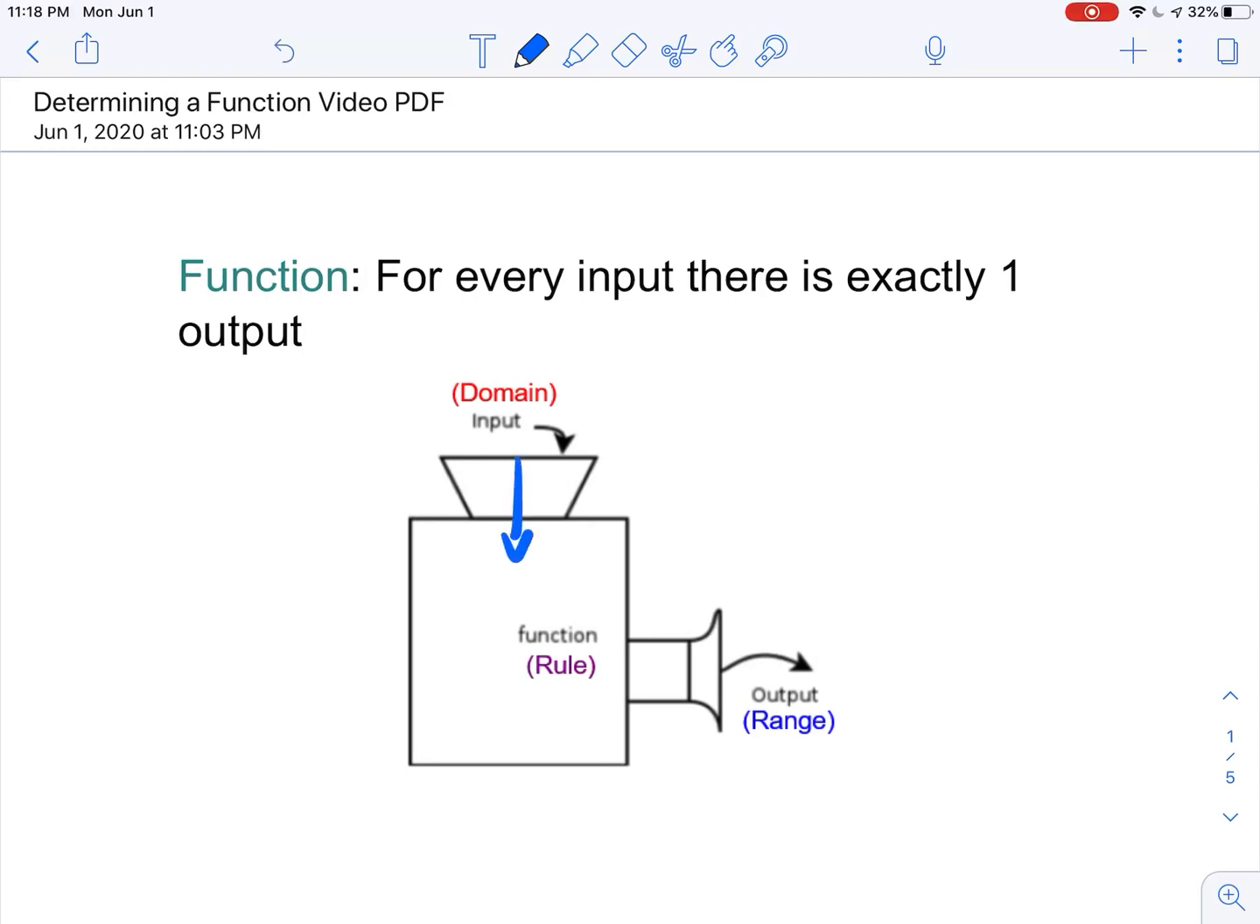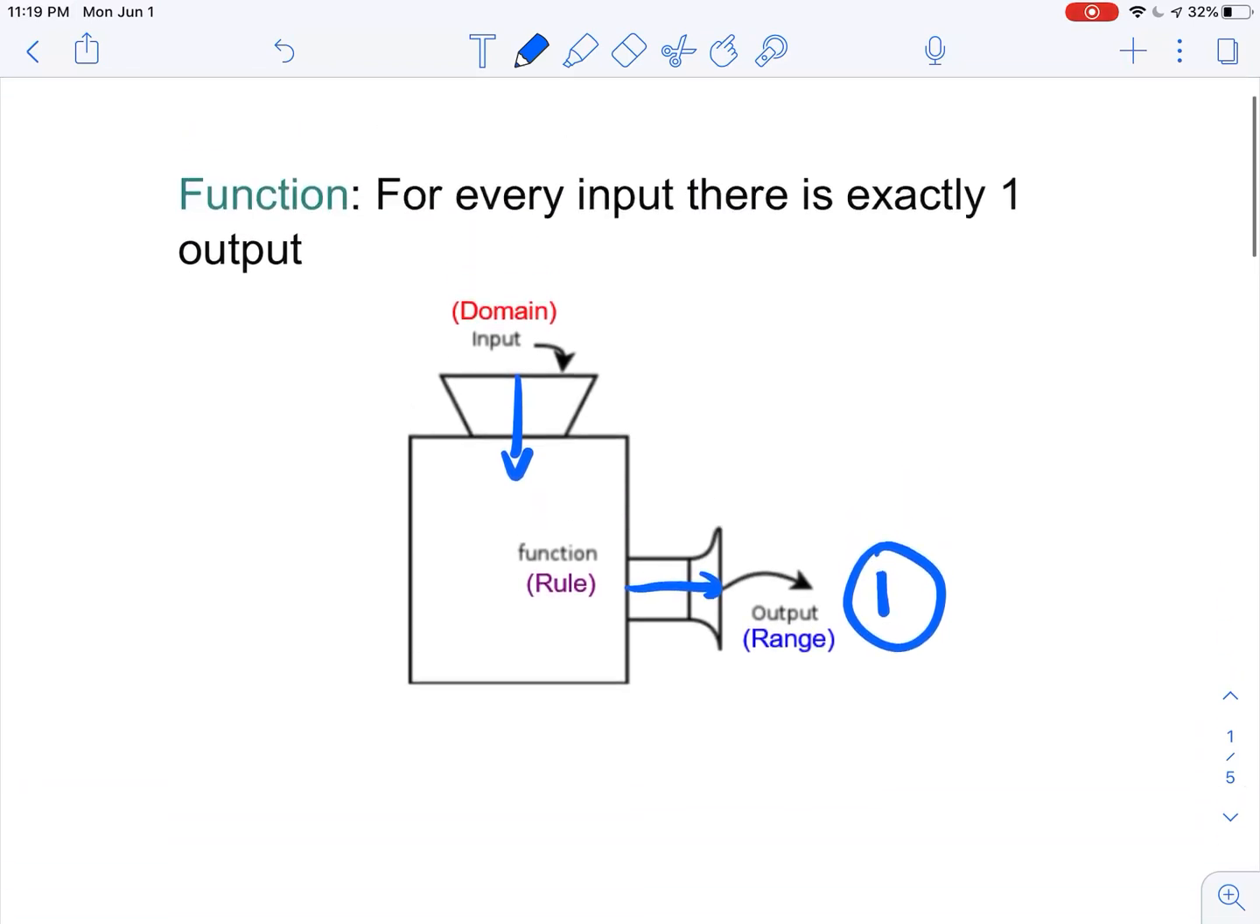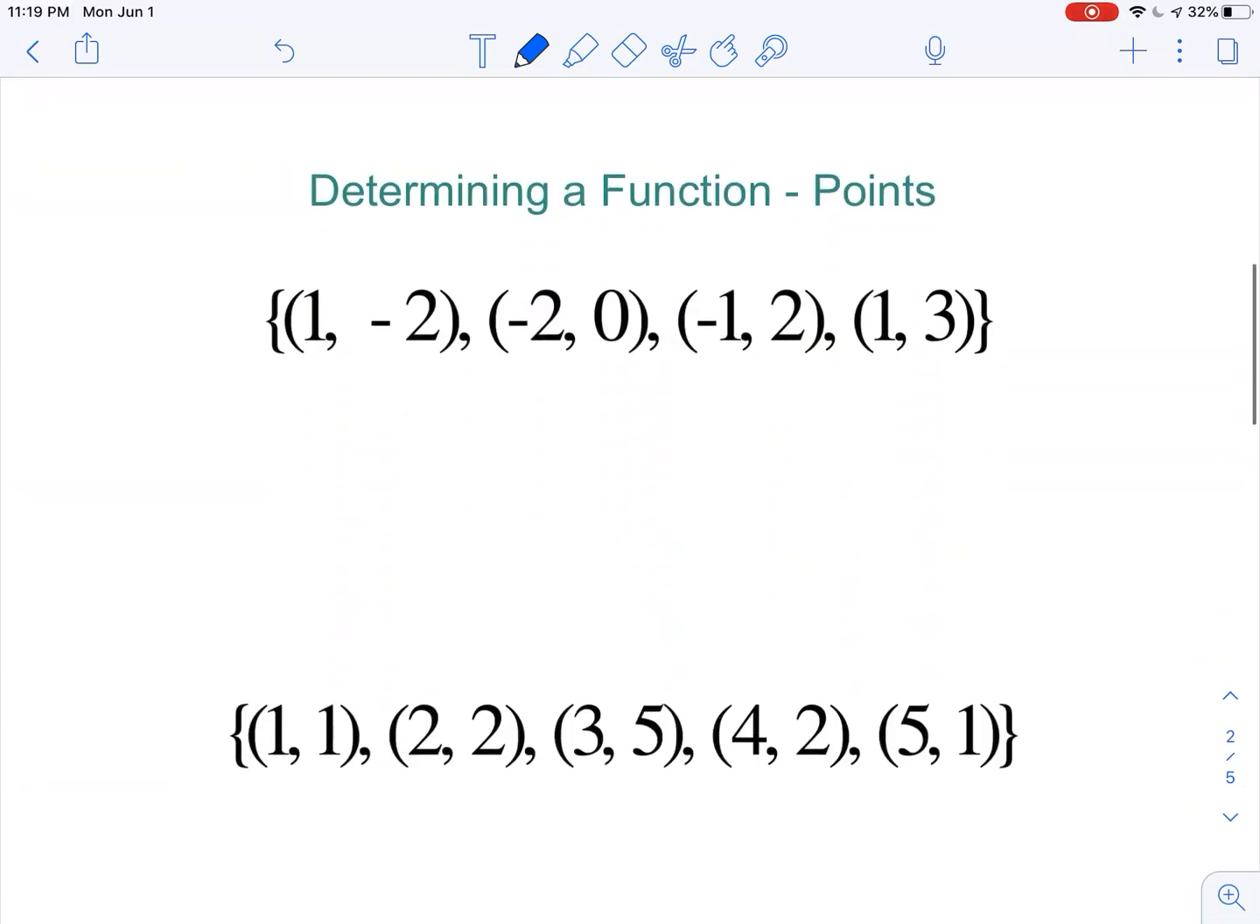For instance, think of it this way. We drop a number into our function machine, right? The function machine does its calculations, and it should only have one answer. So that's how we want to think about this. There should be no multiple answers coming out of our function machine.